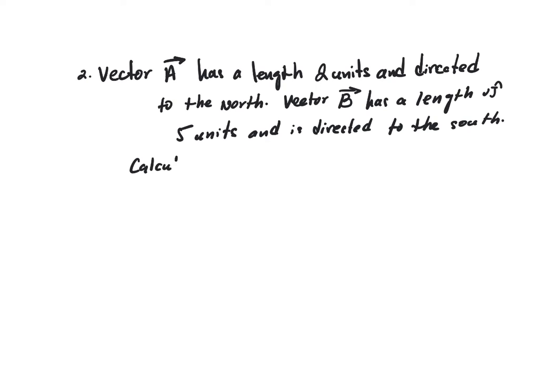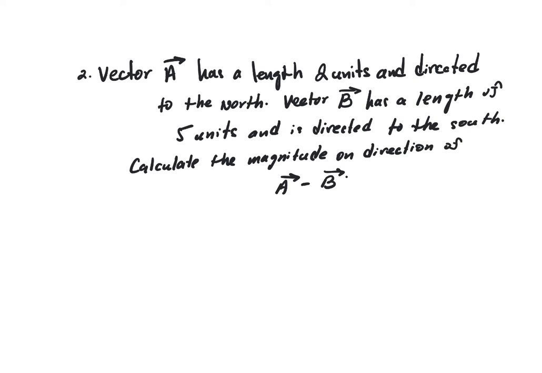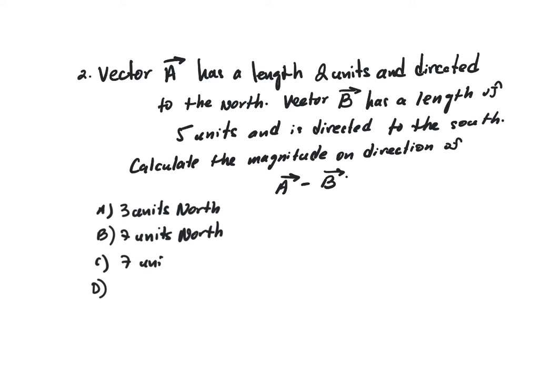Calculate the magnitude and direction of vector A minus vector B. We have our options A, B, C, and D, which are 3 units north, 7 units north, 7 units south, and 3 units south.